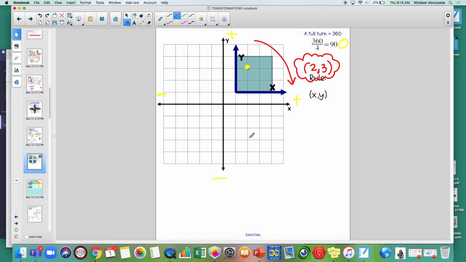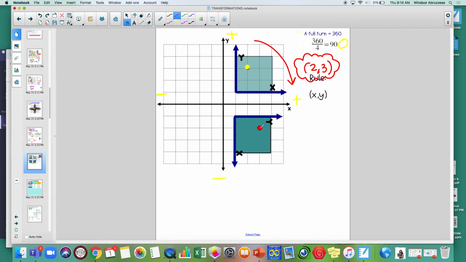It will land, whoopsie, let me erase my little red. Here we go. It will land in quadrant 4. Do you see how my box has turned 90 degrees to the right? Now my yellow dot is right here, and I'm going to make it red. But look at my x and my y. The x is now pointing down towards the negative, and the y is pointing to the right, which is positive.